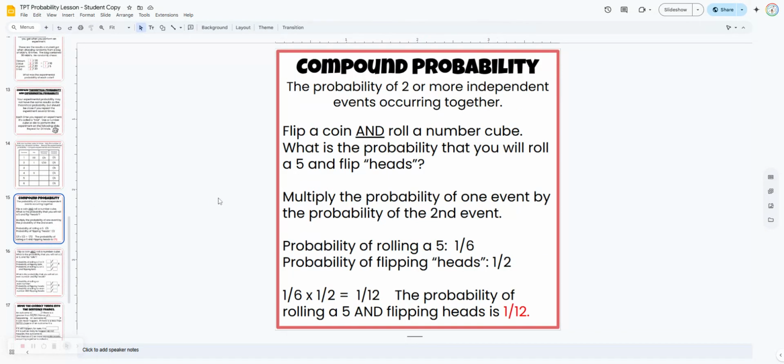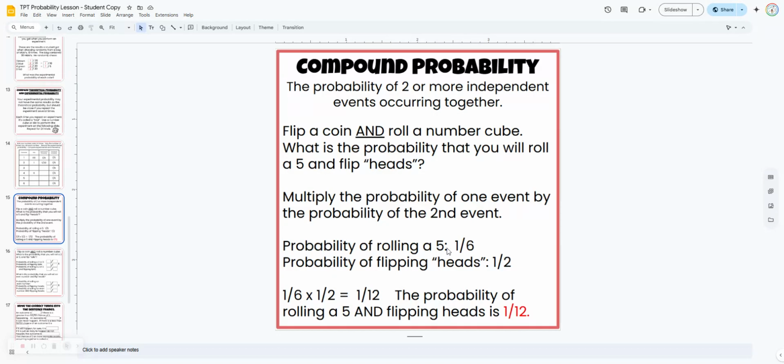Compound probability, then, is the probability of 2 or more independent events occurring together. So let's say you have a coin and a number cube. You flip the coin and you roll the number cube. What are the chances that you're going to roll a 5 and flip heads? So we call this a compound probability. We're just going to multiply the probability of one event by the probability of the second event.